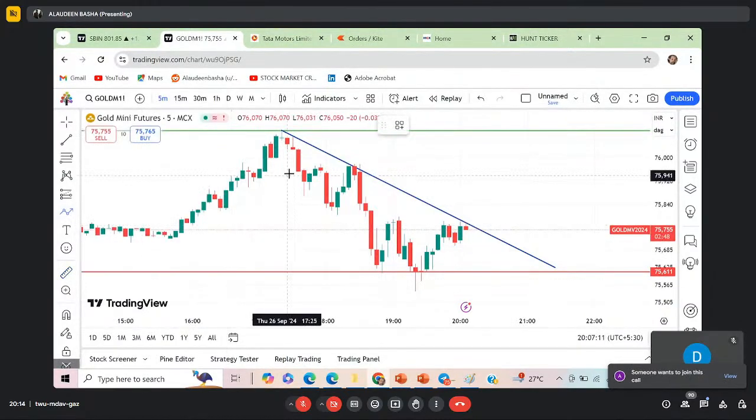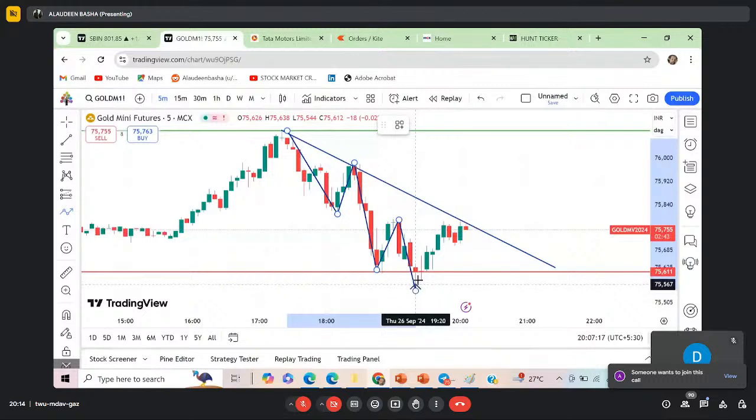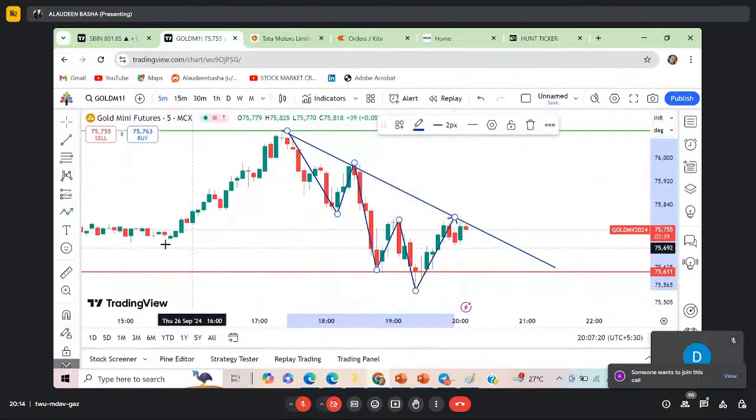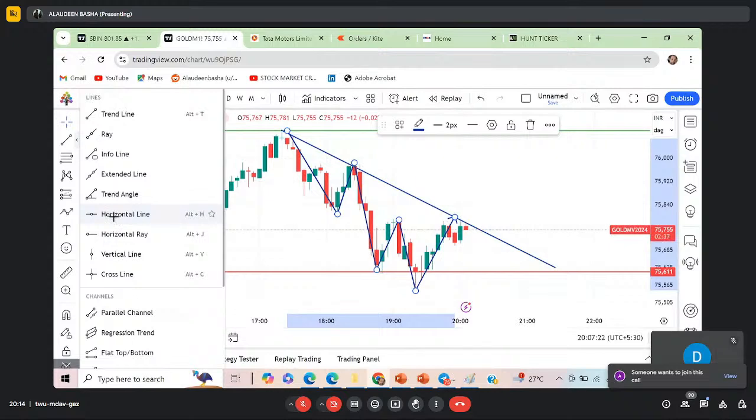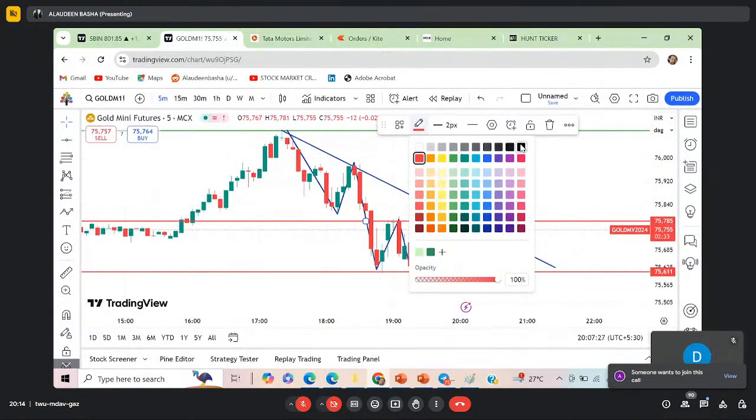So this is a clear downtrend for 5 minutes. Lower low, lower low, lower low. Now it breaks the previous high. Correct? Going to break, not break. Correct?